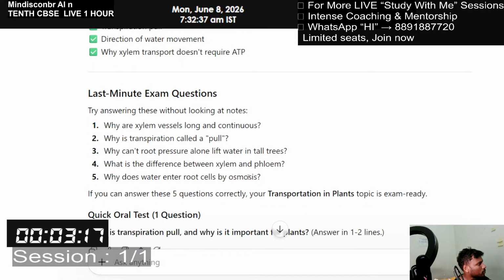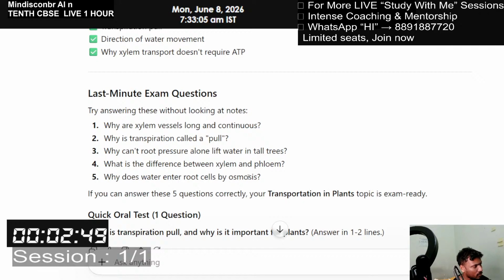Last minute exam questions. Try answering this without looking at notes. Why are xylem vessels long and continuous? For the long transportation of water. Why is transpiration called a pull? Why can't root pressure alone lift water in tall trees? What is the difference between xylem and phloem? Xylem transports water and minerals. Phloem transports food.